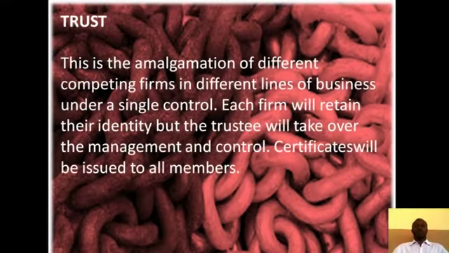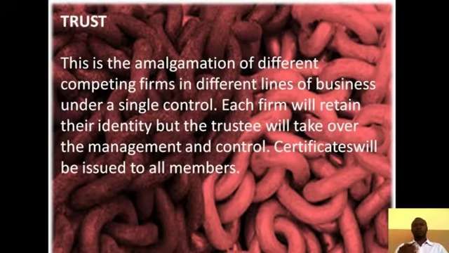Now let's look at trust. Trust is similar to cartel. But the difference here is that trust has to do with producers that are in different lines of business. It is the coming together of competing firms in different lines of business under a single control. I think the main similarity here is that they come under a singular control to have one voice as to how the business is managed.